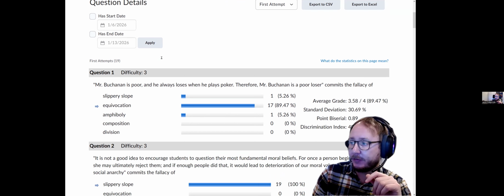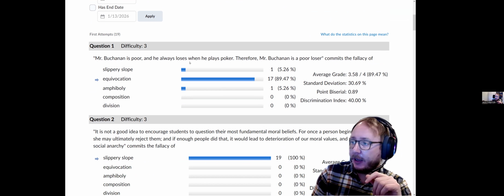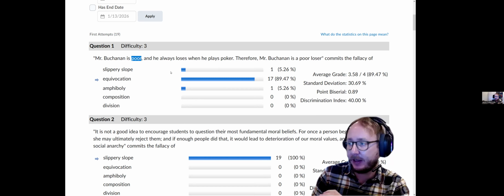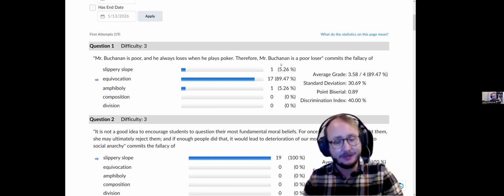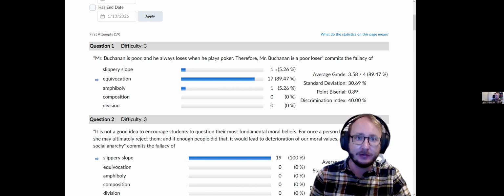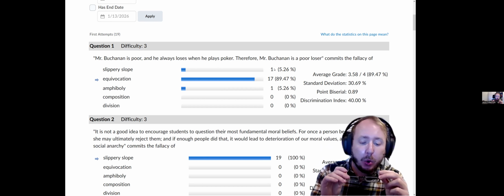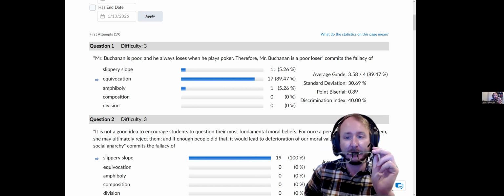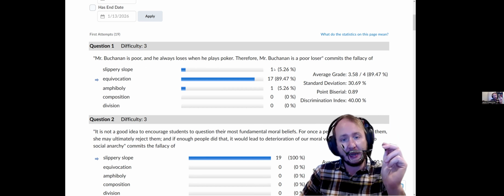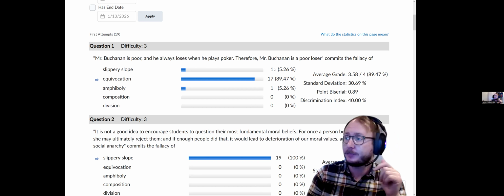So, starting off with question one, this one equivocates, and equivocates specifically on the use of the word poor. So, poor in this context probably means that he doesn't have much money. But poor in this context, when it's attached to poor loser, means that he gets upset and throws a fit, right, when he loses. So these are just different uses of the same word, but they mean different things. And the argument really depends on the shift in meaning, right?